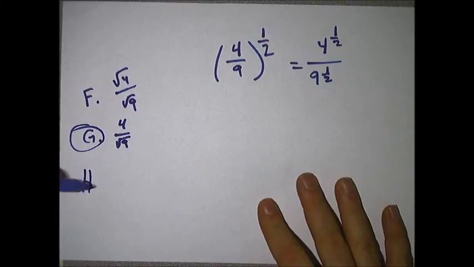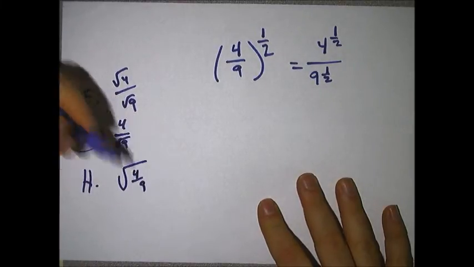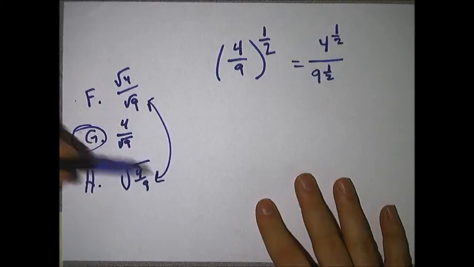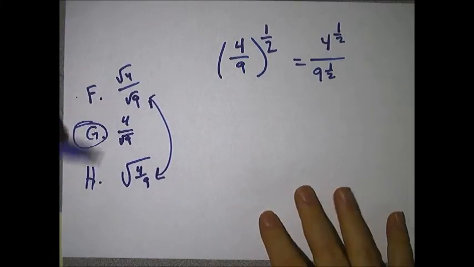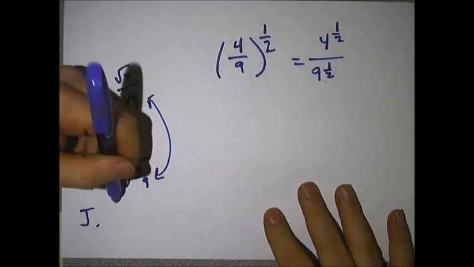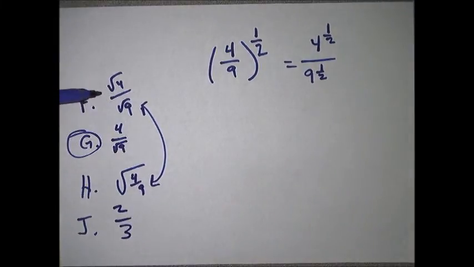Looking at H, it's a big square root of 4/9. And whether you do a big square root of 4/9 or individually the square root of 4 over the square root of 9, these mean the same thing. And for the last one, choice J, they just give you 2/3, which is the result of the square root of 4 over the square root of 9. We're looking for choice G.